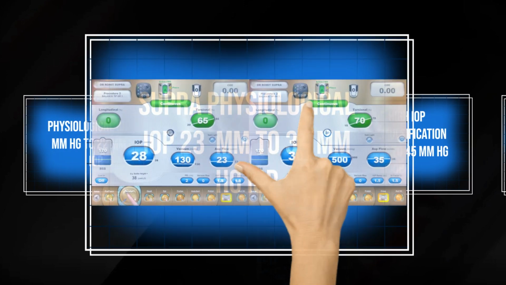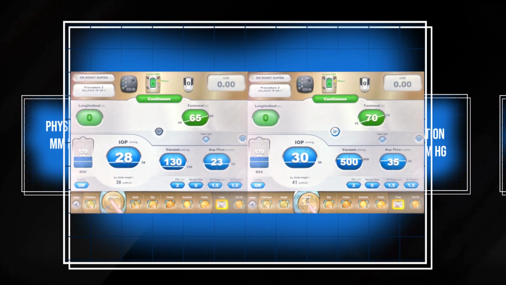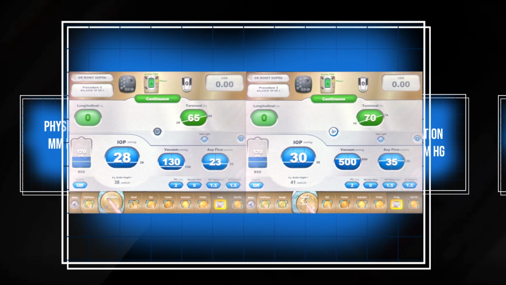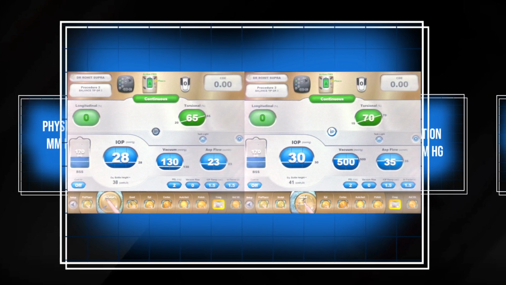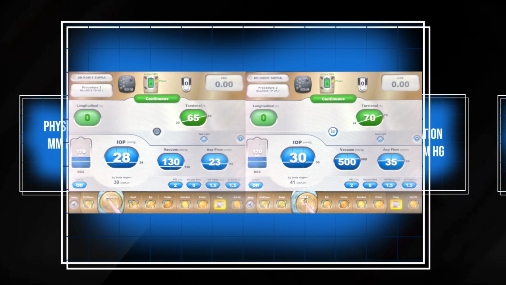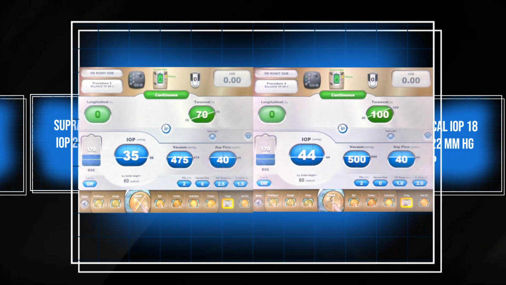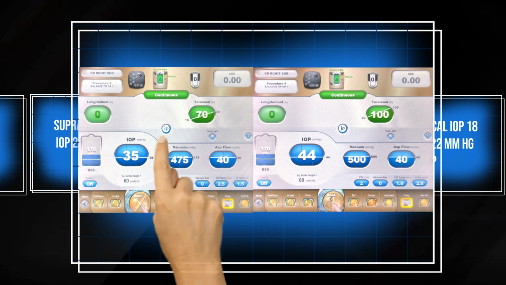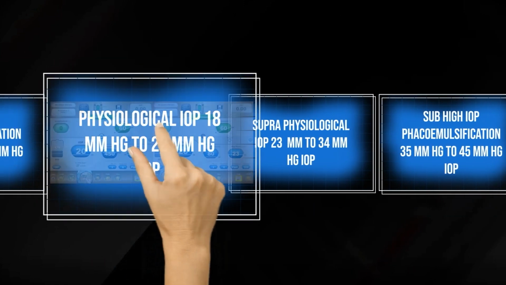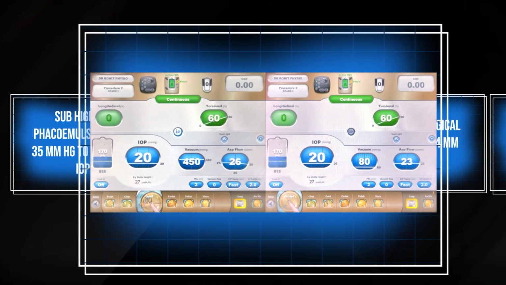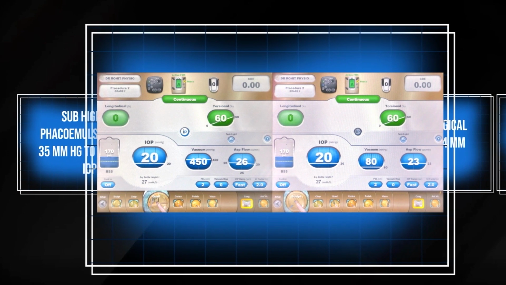Supra-physiological IOP settings are IOP of 23 to 34 mm with flow rates of 23 to 35 cc per minute in different steps. Sub-high settings are IOP of 35 mm to 45 mm mercury with flow rates of 40 to 45 cc per minute. In advanced glaucoma patients, I'll be using physiological IOP settings.